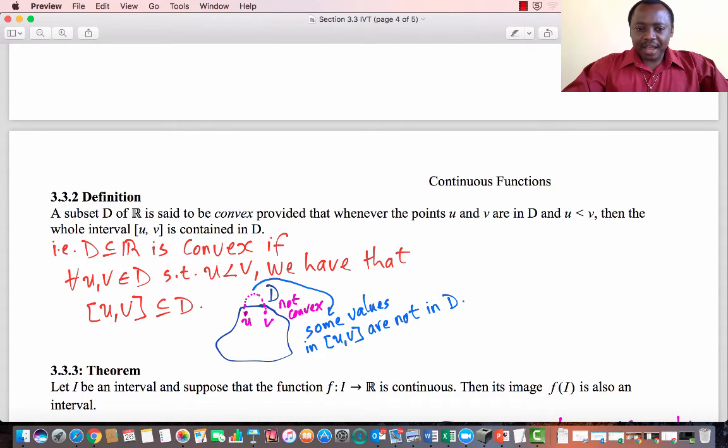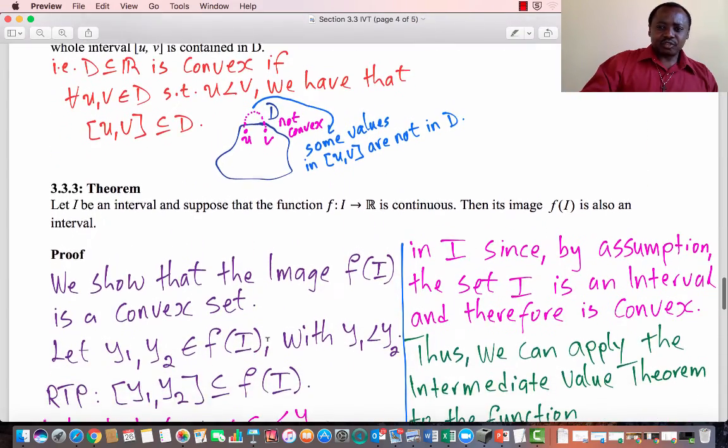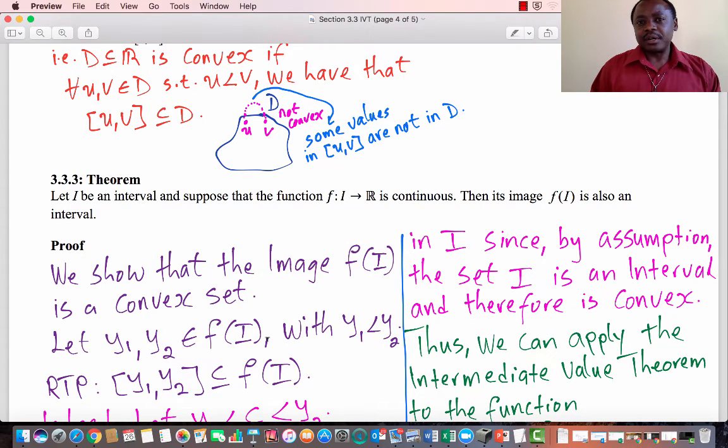If there are some values between U and V that are outside of this set, then D is not a convex set. D is convex if the closed bounded interval, all the values between U and V with U and V included, all those values are elements in D. The entire interval is a subset of the set D. Okay, let's go ahead and use that definition to prove the second theorem in section 3.3.